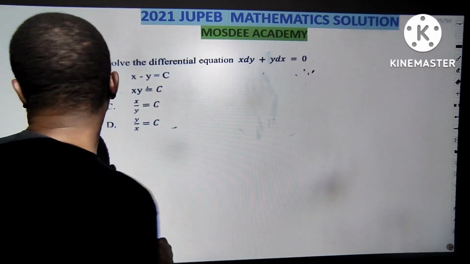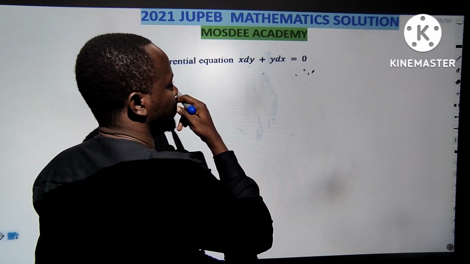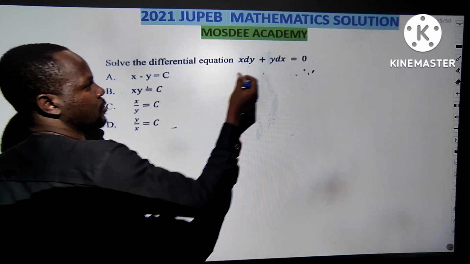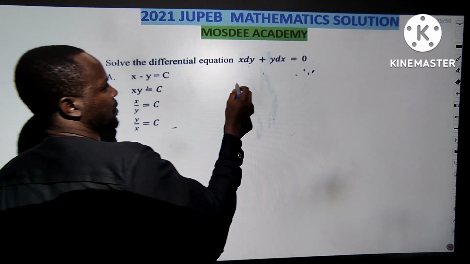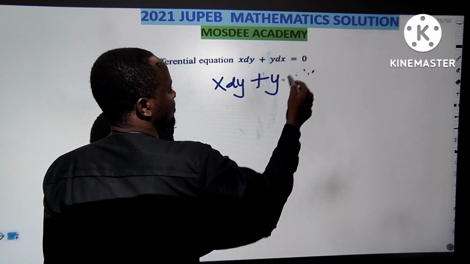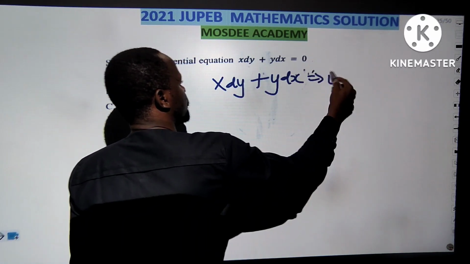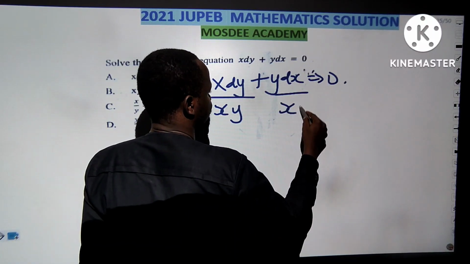So now, the next one is also another differential equation. Wow. Solve the differential equation x dy plus y dx equals to 0. I think this one is also simple. You can do it in numerous ways. Let me see the way the answer is. So if I go by x dy plus y dx is equals to 0, to get this type of equation, divide through by xy, so that it should make sense.